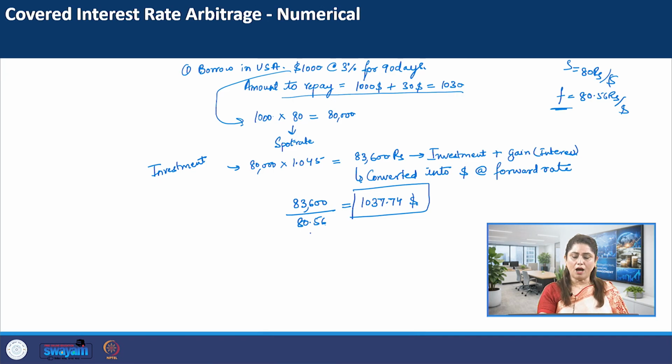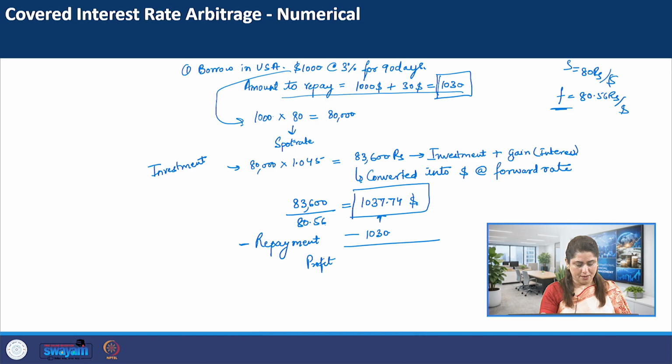So the total earning in dollars is 1037.74. And how much have we invested? We have actually borrowed the money for investment, and the total amount that we have to pay at the time of maturity is 1030. So we will subtract the repayment of 1030 from the above, and the total profit that we have made due to arbitrage is $7.74, and these dollars we have earned on the investment of $1000.